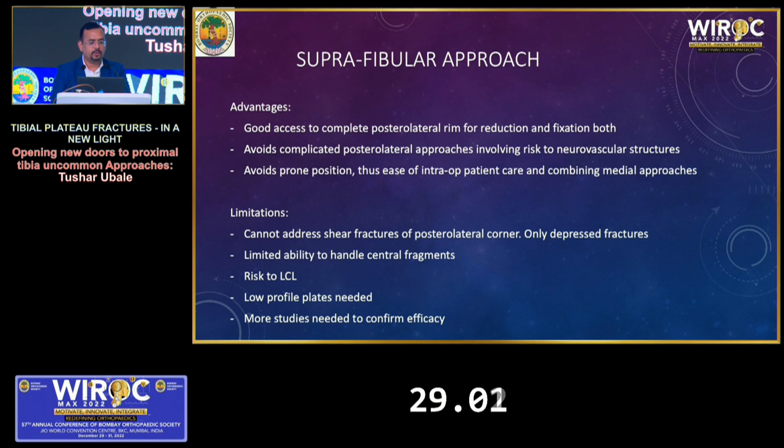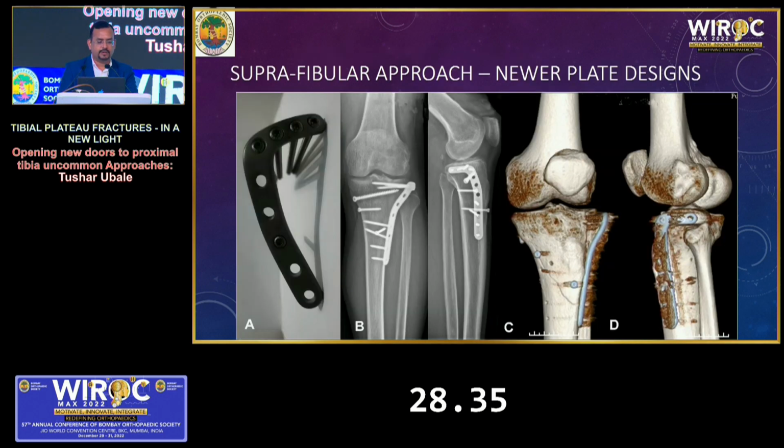So the advantages: good access to the complete posterolateral rim, avoids complicated posterolateral approaches involving neurovascular structures, and avoids prone position, so that it can be easily combined with the medial approach if needed. Limitations: cannot address shear fractures, only limited to purely depressed fractures. Limited ability to handle the central fragment, risk to the lateral collateral ligament, and special plates are needed as shown here. So nowadays they are coming with this kind of plates specially for this approach.